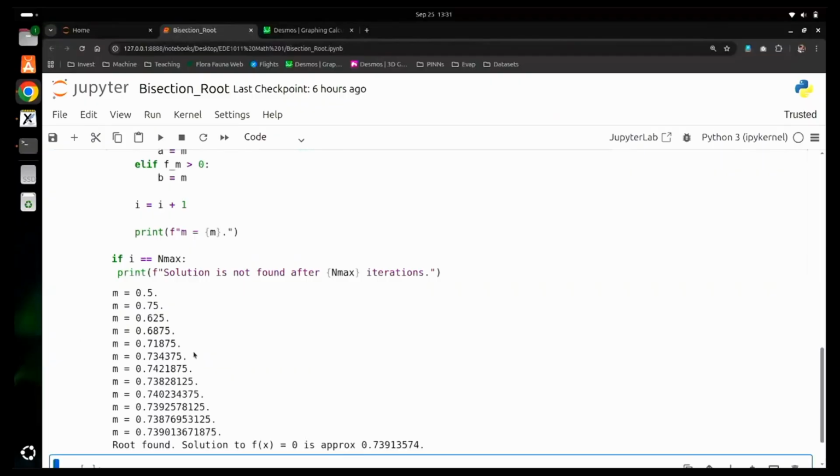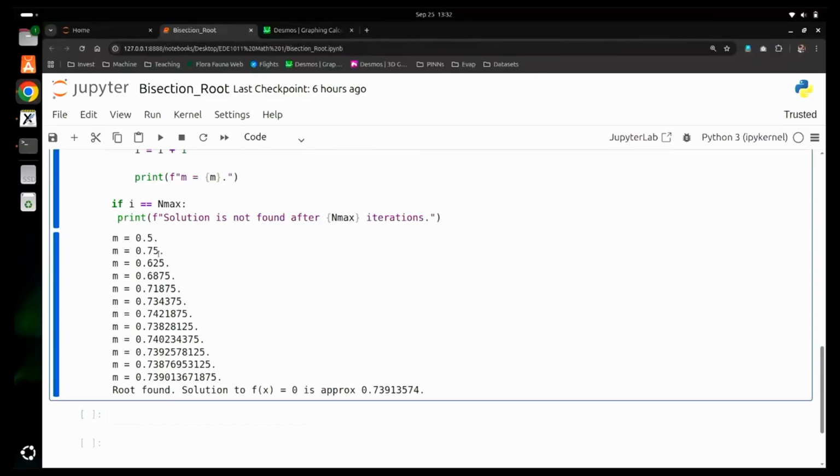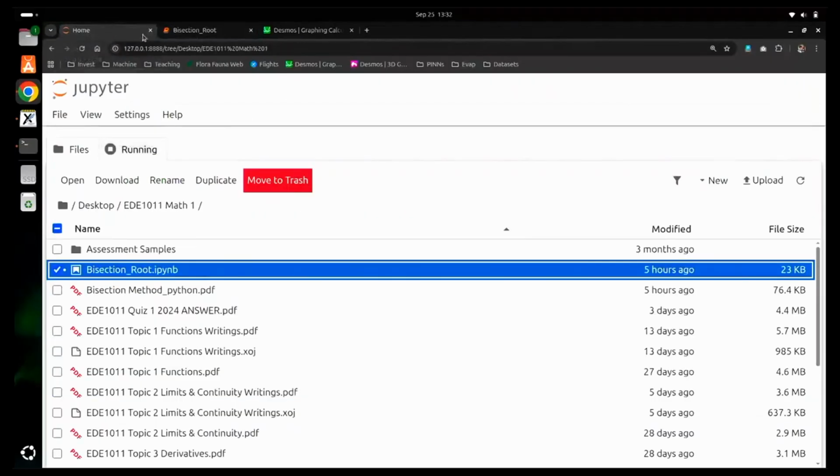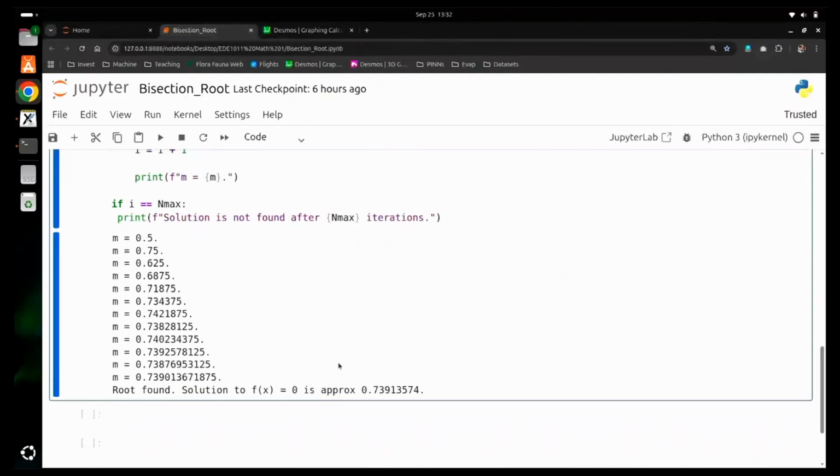So if I run the code here, you can see the midpoint. So the solution is 0.73913574. 739, so that is going to agree with our value here. Of course, the bisection method, if you do it correctly, must be in agreement with what is shown on the graph here. Any questions on the program?